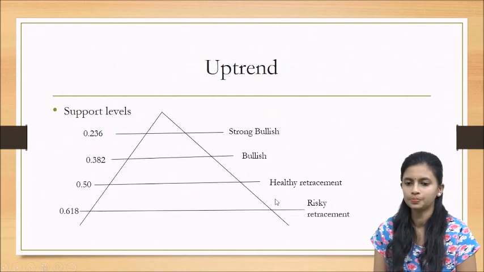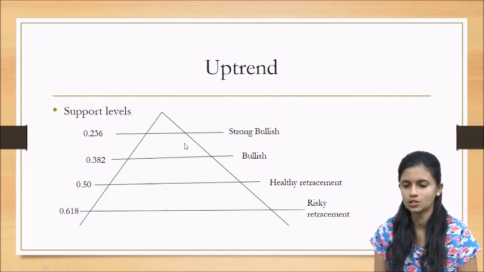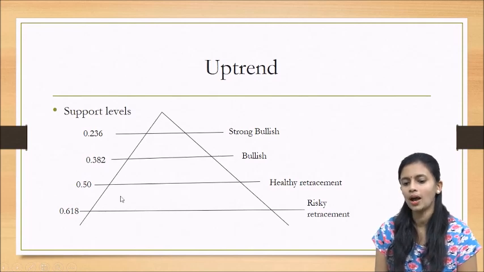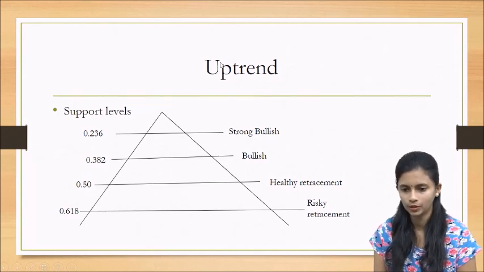See, now if a stock or index is showing uptrend, then you have to draw Fibonacci from below. Okay, Fibonacci indicator is available. You have to draw it from below to above like this.